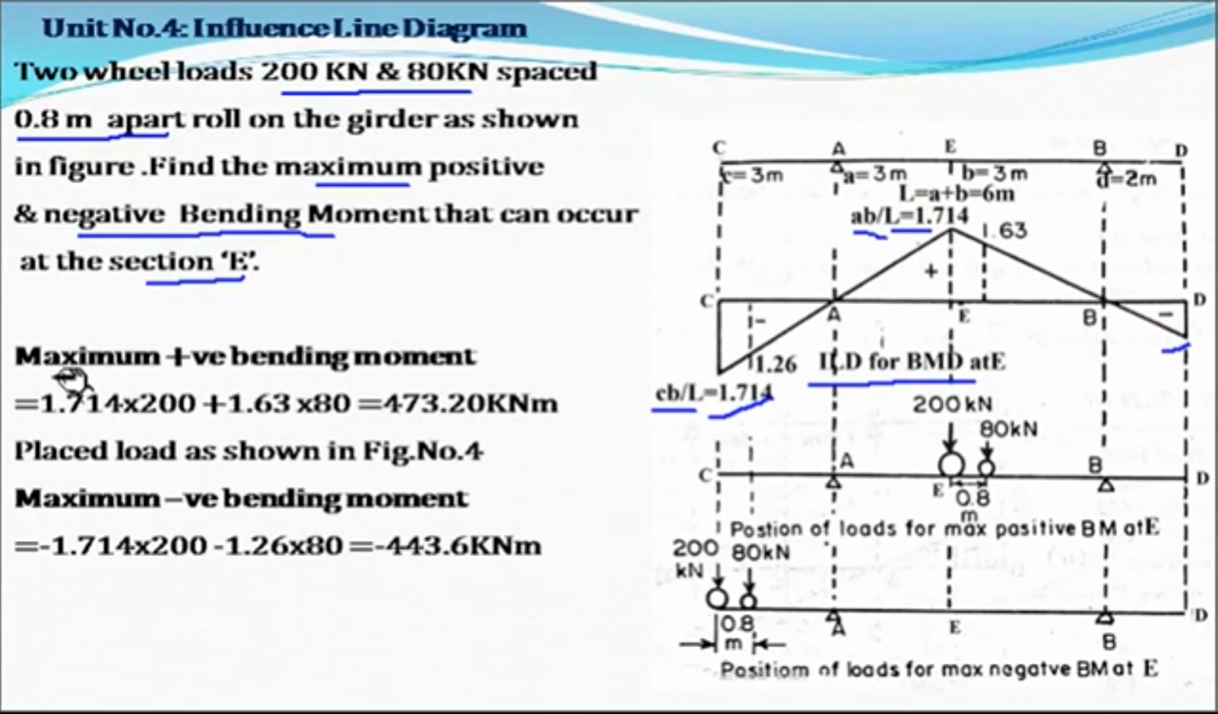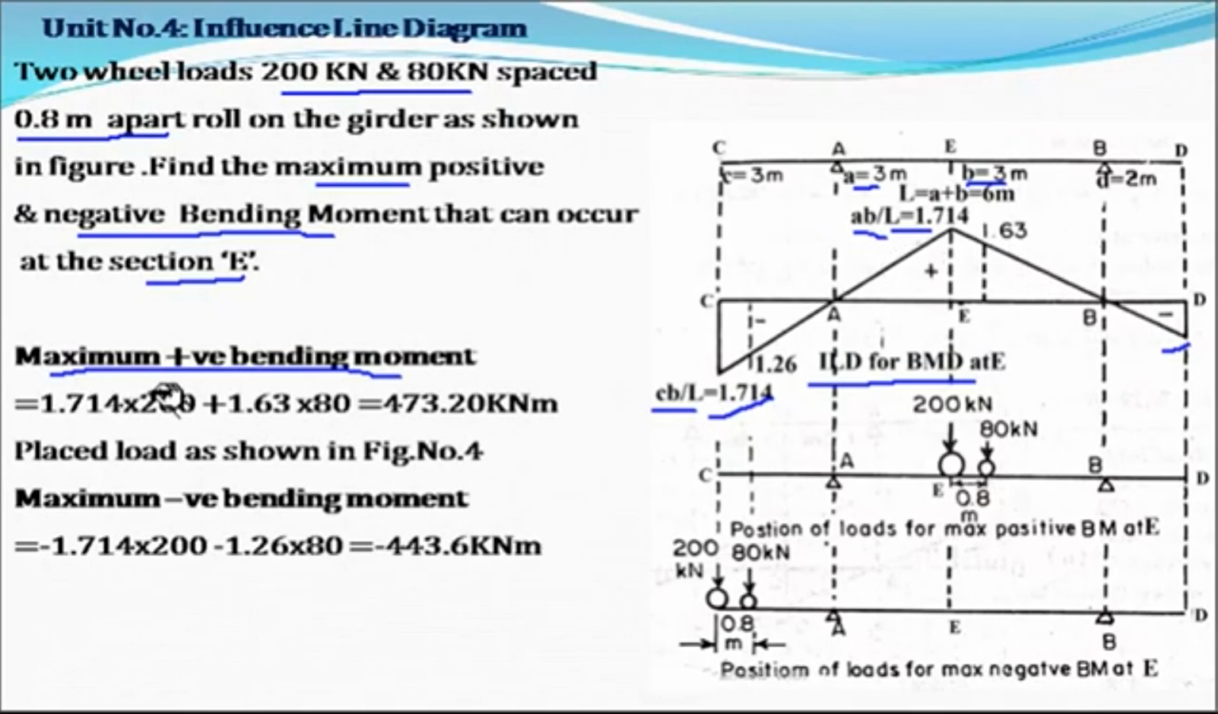Now we have to find out the maximum positive bending moment. Here we have to see which diagram is on the positive side. Here the ordinate is maximum at the section, so the 200 kilonewton will be at the section. And this point load, 80 kilonewton, we can place on the right side or left side, as the length on both sides is the same. So we can place it on the right hand side or on the left hand side also. The ordinate will be the same.